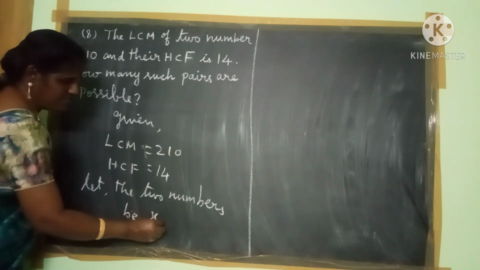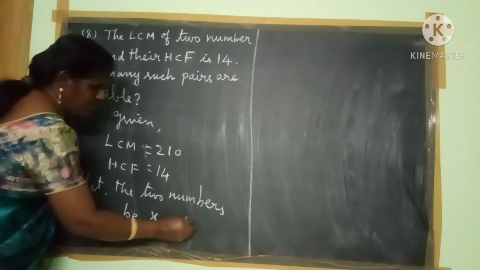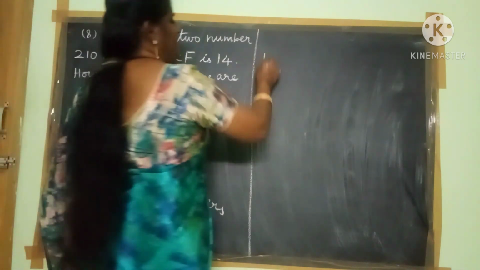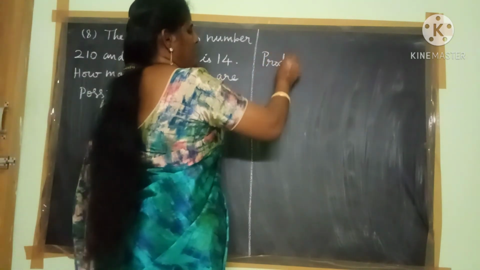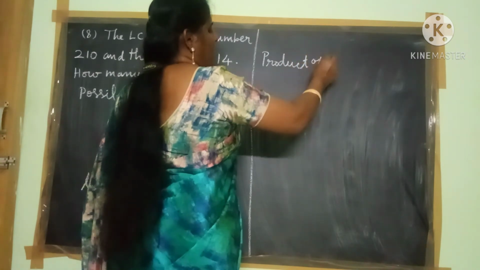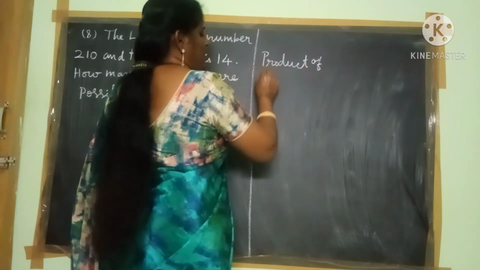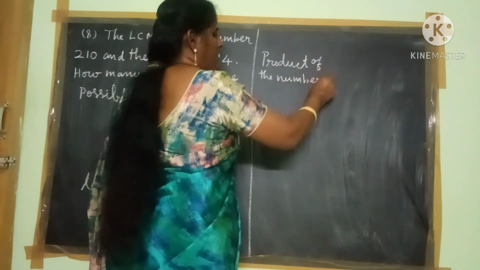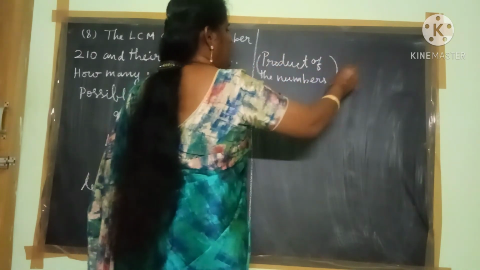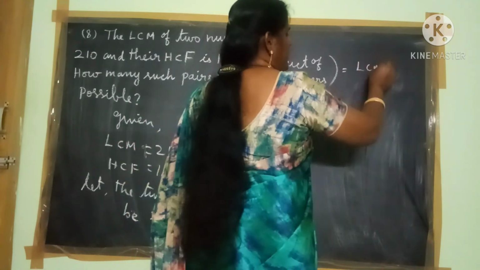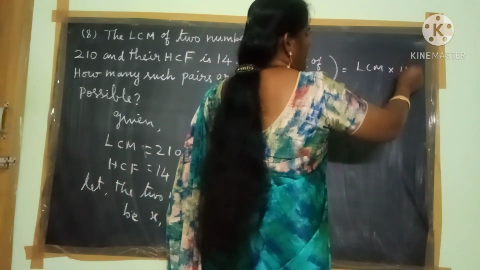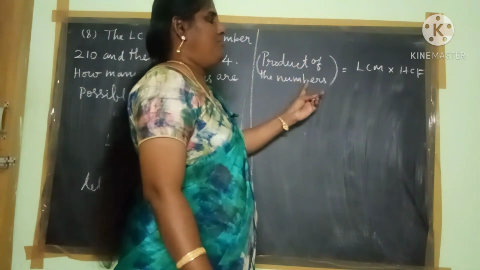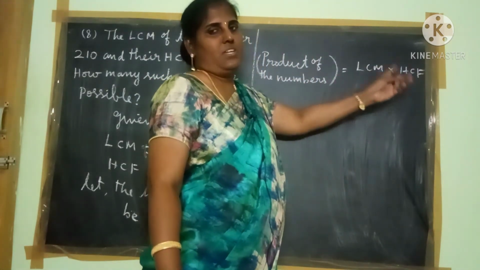First number BX and the second number BY. Just take it like that. So what was the rule? Product of the numbers is equal to LCM into HCF of the given numbers. Yes or no, children? Product of the given numbers is equal to LCM and HCF of the given numbers.